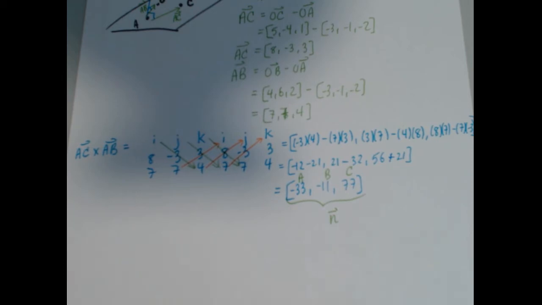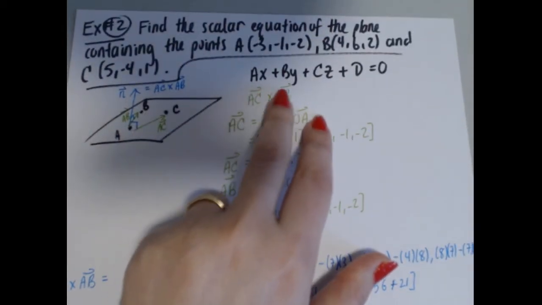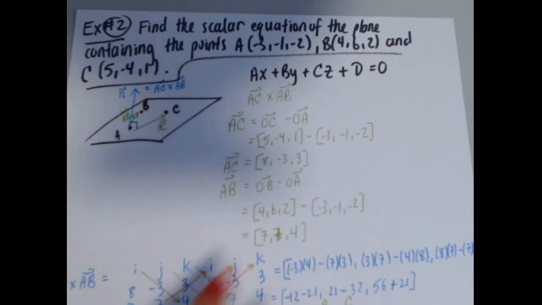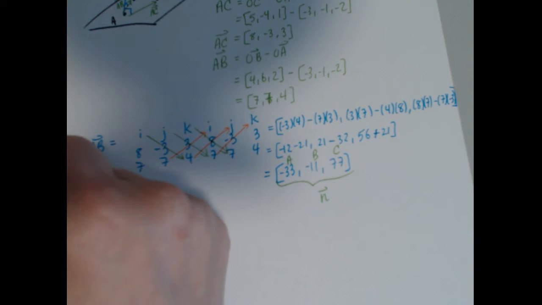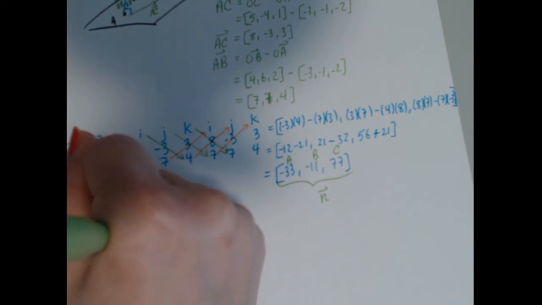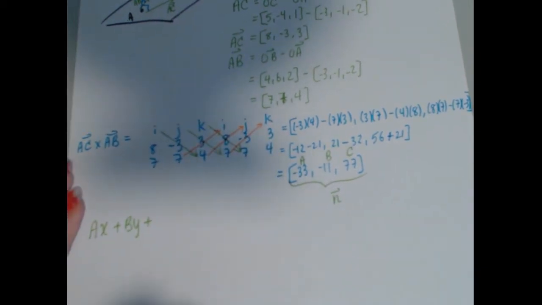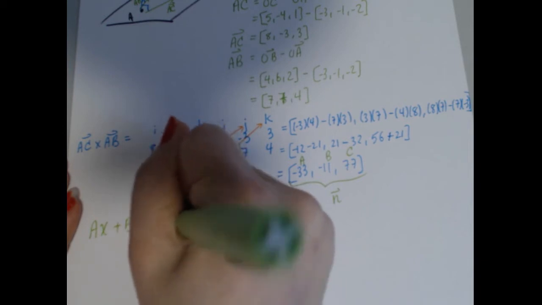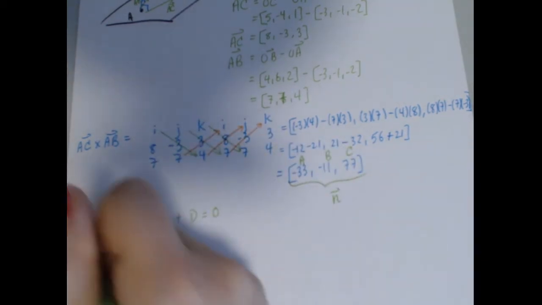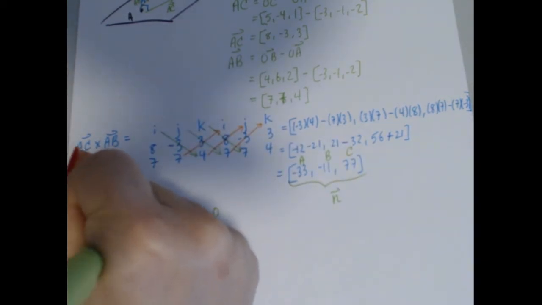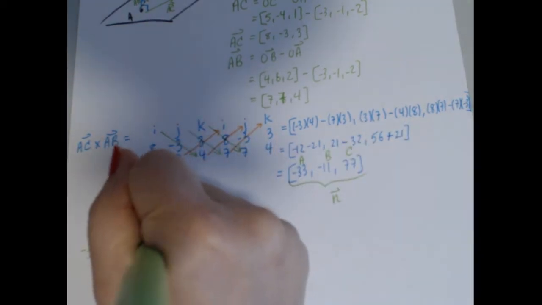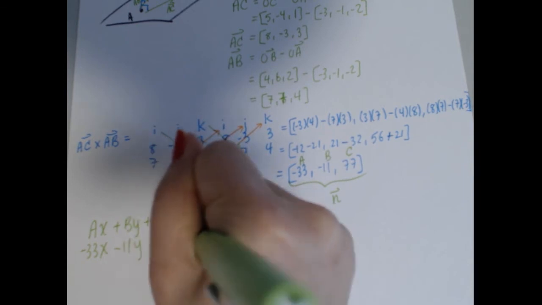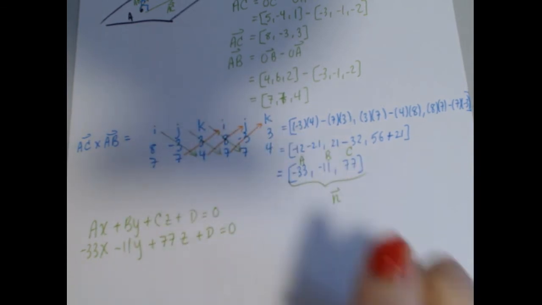Okay, so again, remember the scalar equation for the plane looks like this. Ax plus By plus Cz plus D is equal to 0. I now have A, B, and C. Okay, I'll just write that down again. Ax plus By plus Cz plus D is equal to 0. There I go. Negative 33x minus 11y plus 77z plus D is equal to 0.